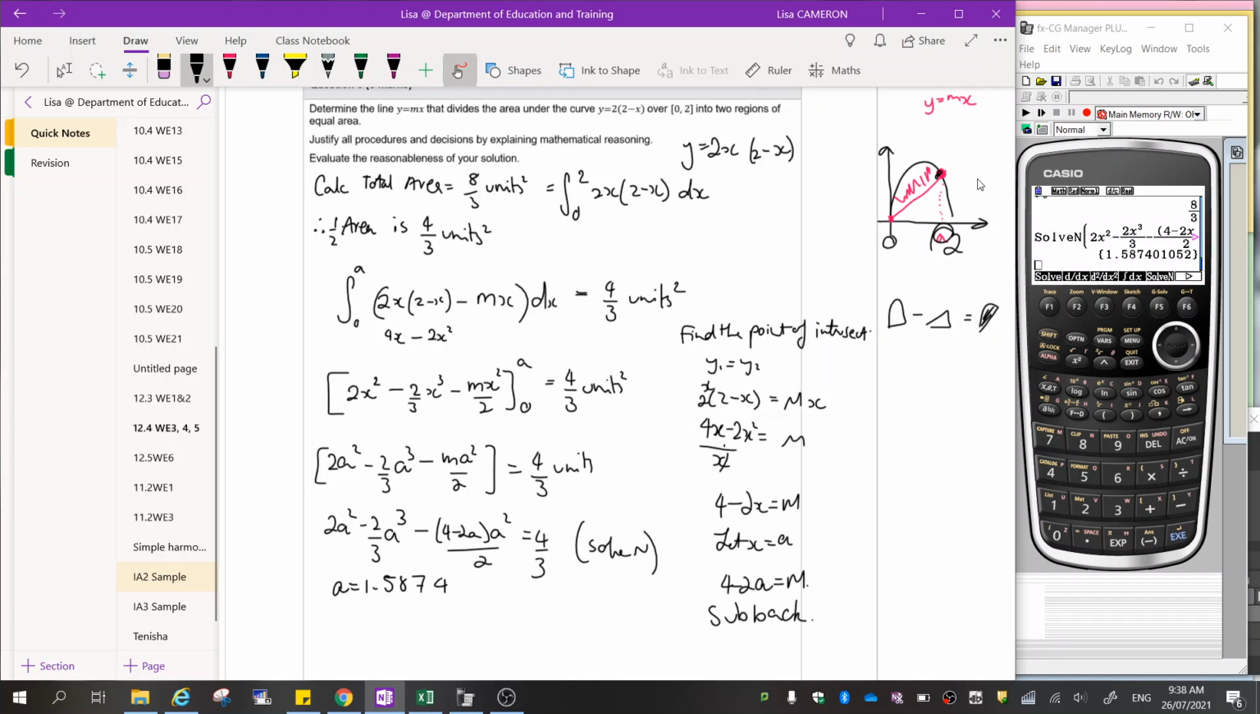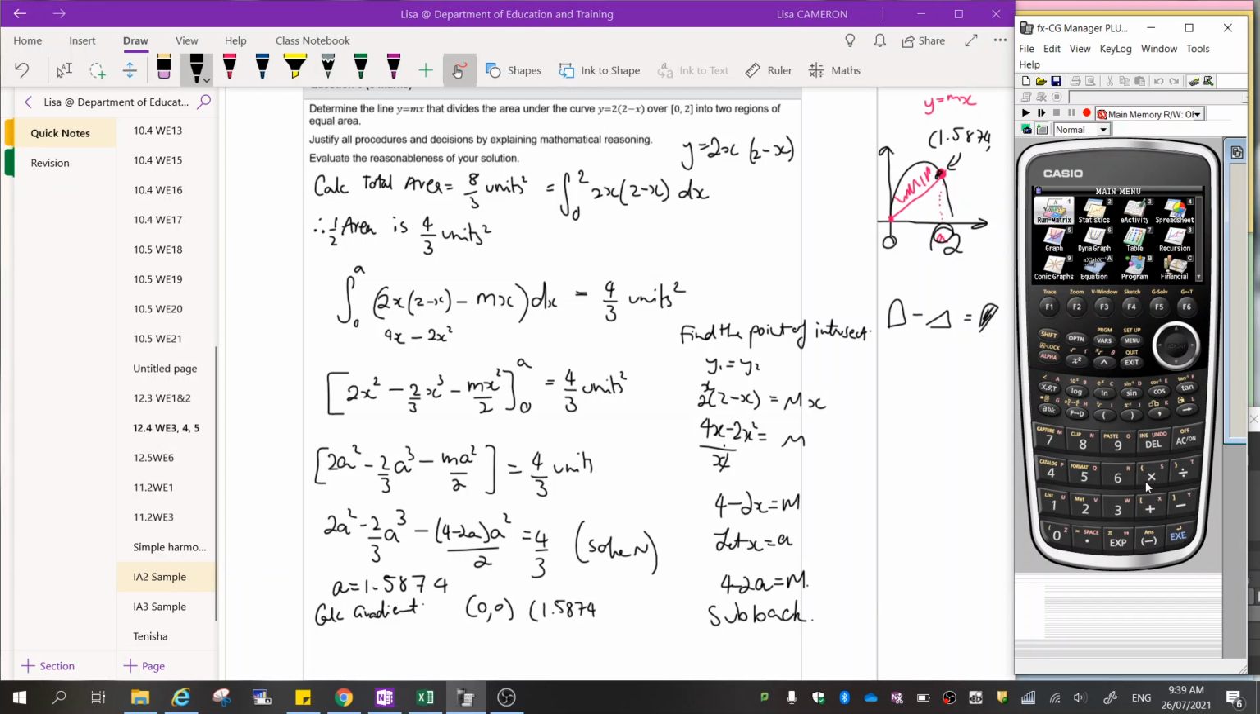We need one more thing. We know that this point here is when a, or x, is 1.5874, but we need the y coordinate so we can substitute it in. So calc gradient. So first coordinate will be 0, 0. Next coordinate is going to be 1.5874. Now we need to find that other one. When x is that, what is y?